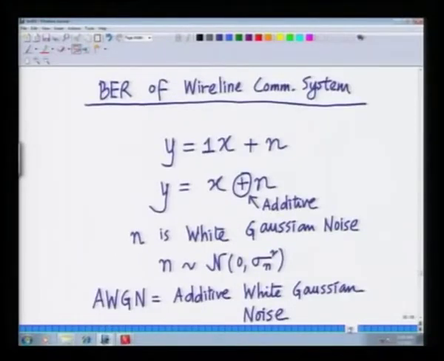We said a wireline communication system can be represented as y equals x plus n. Since there is no multipath interference like in a wireless communication system, the coefficient is 1, so whatever is input is received at the output y. In the presence of additive white Gaussian noise, the noise is of variance sigma n square, which is also the noise power. The signal is of power p, hence the signal to noise ratio is p over sigma n square.